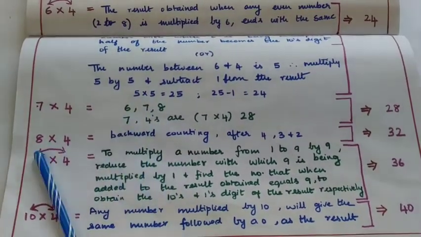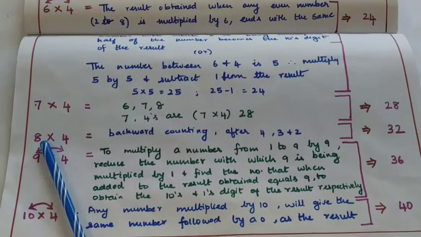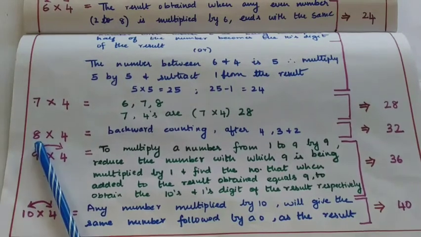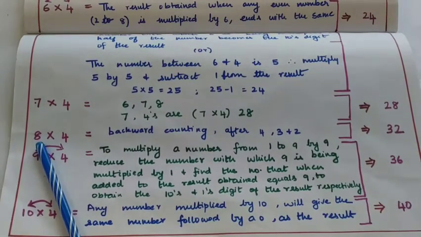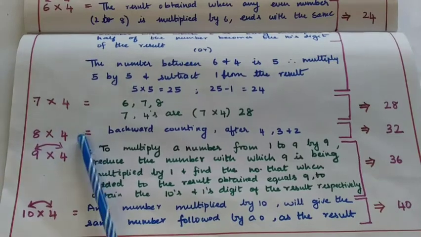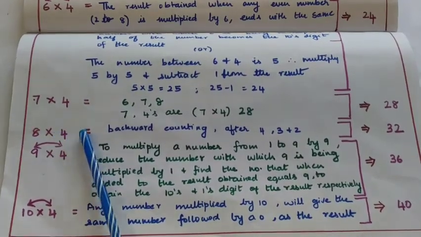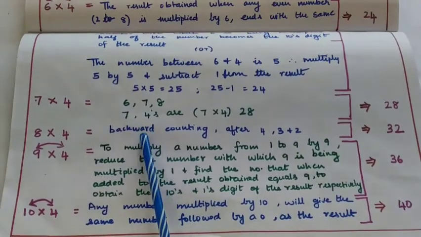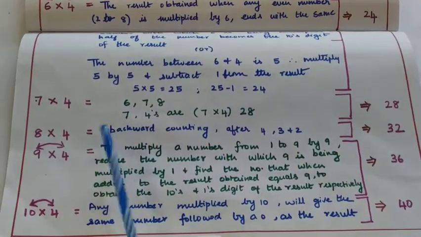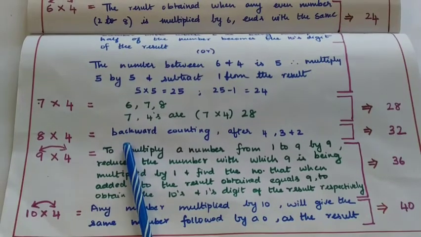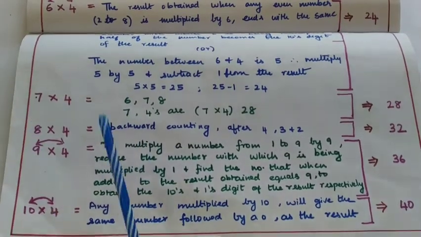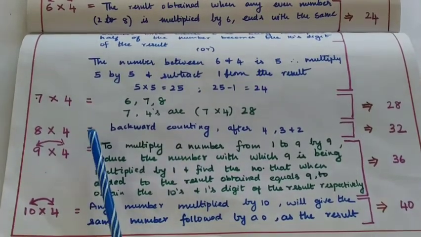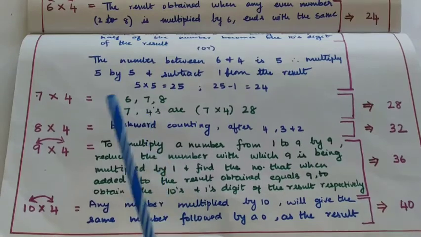Now let's move to the next row, which is 8 into 4. When kids see 8 being multiplied by 4 or 4 being multiplied by 8, the first concept that needs to come to their mind is the concept of backward counting. So when you count backwards from 4, it is 3 and 2, therefore 8 into 4 is nothing but 32. We have already learnt about this concept of backward counting while learning table 3 as well. So for table 3, when 7 is being multiplied by 3, you use the backward counting concept, and for table 4, when 8 is being multiplied by 4, we use the concept of backward counting.